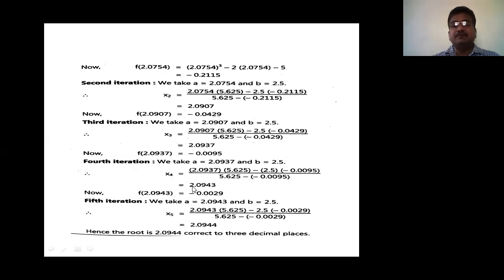If we observe these successive approximations x4 and x5, and find their subtraction, then the answer is nothing. That is, this answer is correct up to 3 decimal places. So the last sentence is: therefore the approximate root of the given equation is 2.0944.